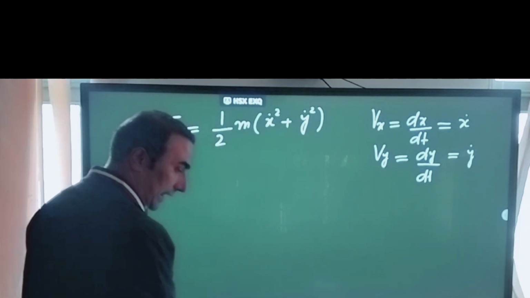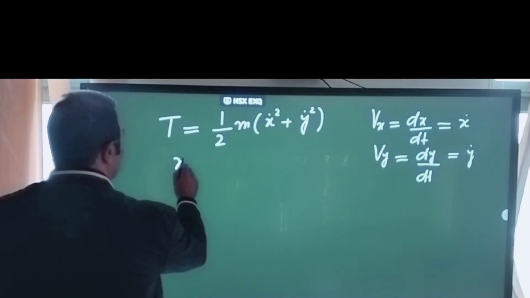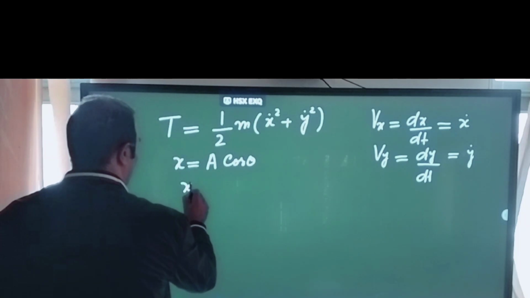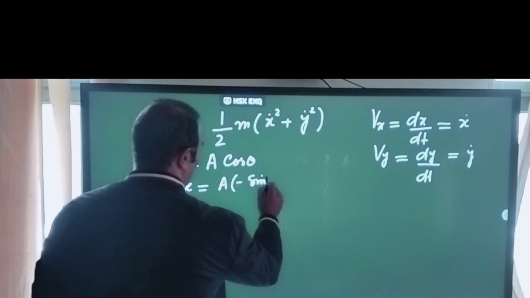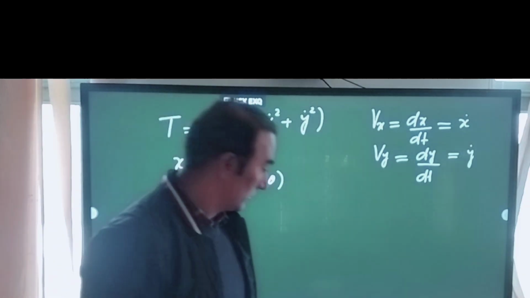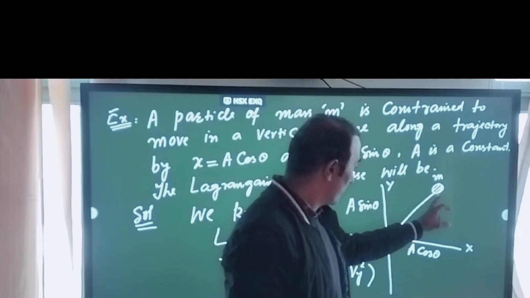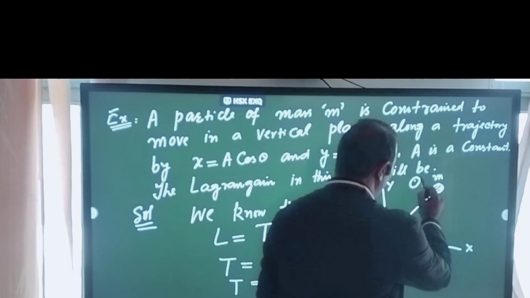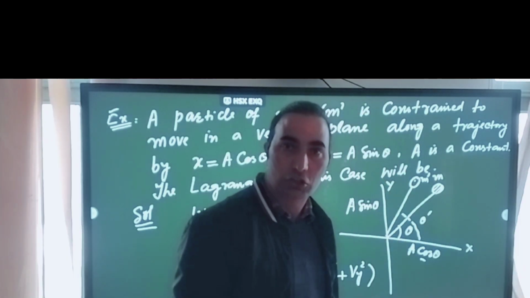So now let me calculate x dot square. We know that x is equal to a cos theta, so x dot will be equal to a into minus sin theta, and then, because theta is varying here, let's have a look. If the particle is here, it has component a cos theta. If the particle shifts to a new position m prime, then we have a new theta dash. So theta is varying here.